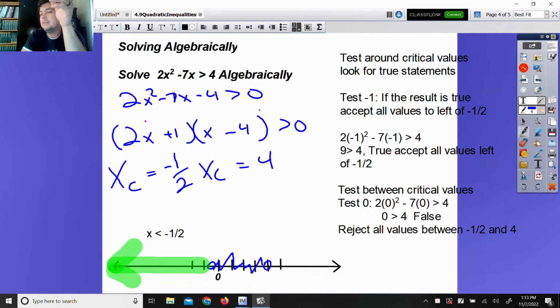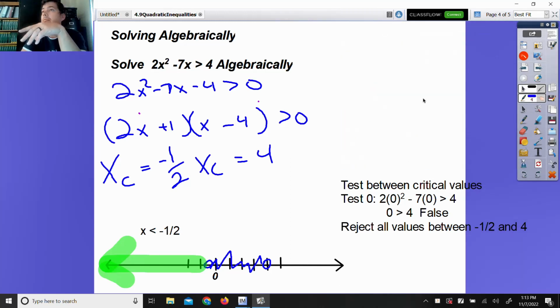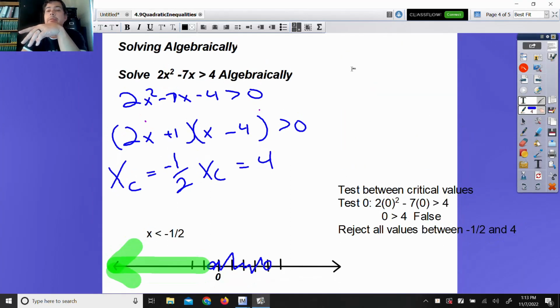And the last thing to do is something you already suggested. Test right. So we're going to test right of 4. What's a good number to test right of 4? 5.